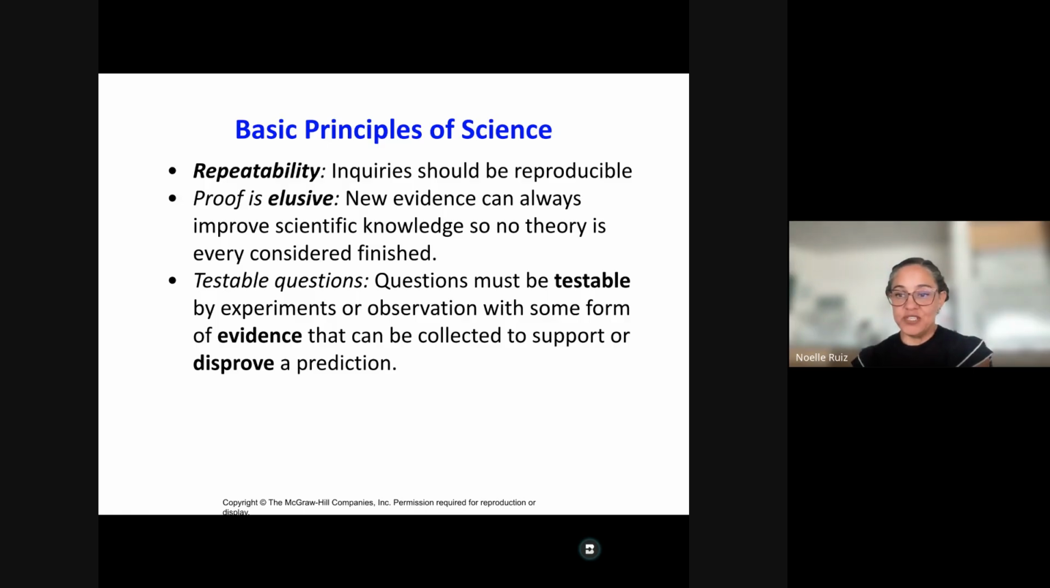100% proof is elusive. We actually never use 100% anything in science, but anything above 90% is taken as a general fact. Because new evidence can always improve scientific knowledge, so no theory is ever considered 100% finished. But like I said, anything over 90%, we usually take as fact.